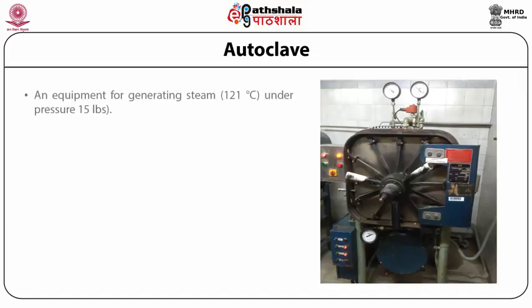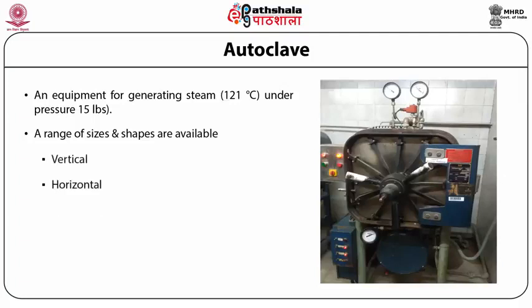An autoclave is an equipment for generating steam at about 121 degrees centigrade under pressure. So it's nothing but a larger version of the pressure cooker that you use at home. And there is a range of sizes and shapes available. There can be vertical, horizontal, single door, double door. So it all depends on the usage, the scale at which you have to prepare media, and so on.